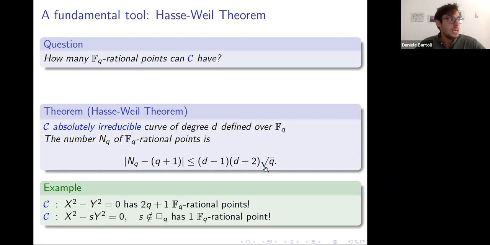But also, since we are always interested in lower bounding the number of F_q rational points, we can deal with curves having small degree. When I say small, I mean smaller than the fourth root of q. Otherwise, the error term here is larger than q, so the lower bound is negative. And this tells you nothing about the existence of putative F_q rational points inside your curve.